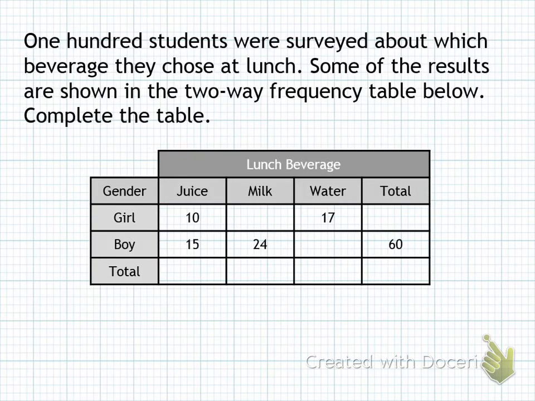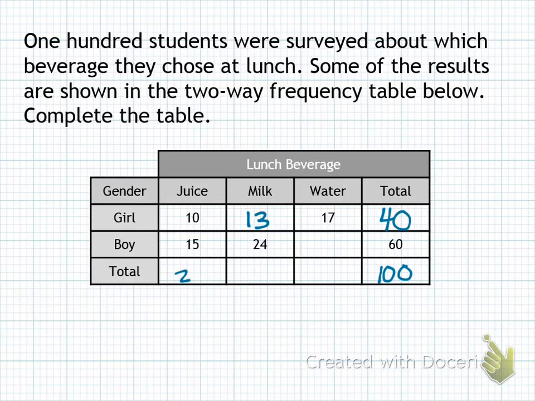Okay, and last example here, if there's 100 students surveyed about which beverage they chose at lunch, we would complete the table. So we'd have 100 here. So that means I would have 40 here. If I subtract 60, I get 40. Then I could fill in this blank by adding 10 and 17 is 27. 40 minus 27 is 13.